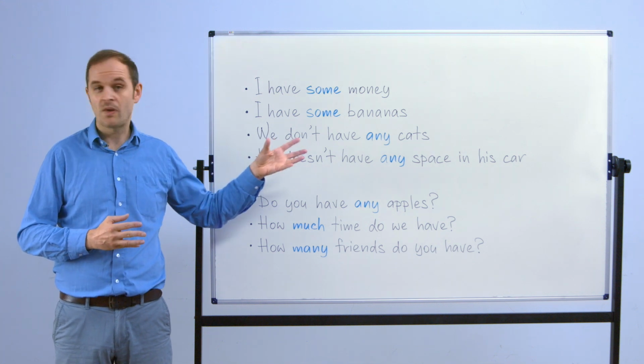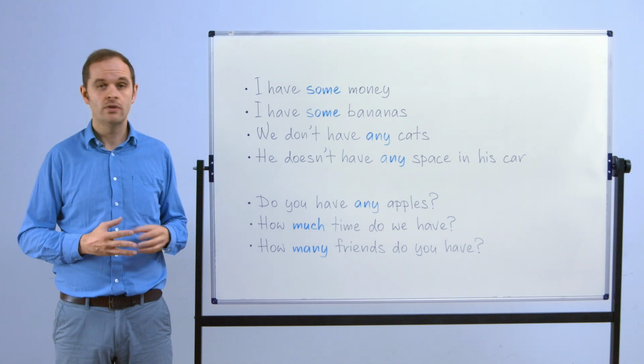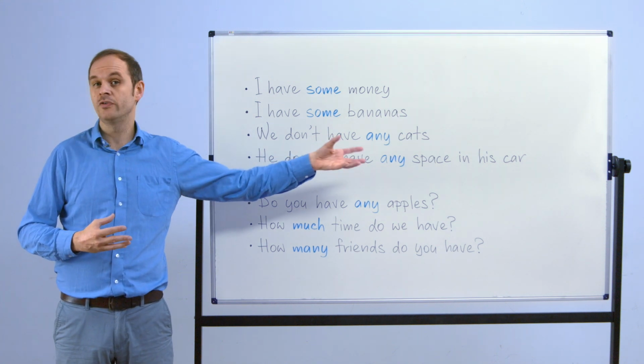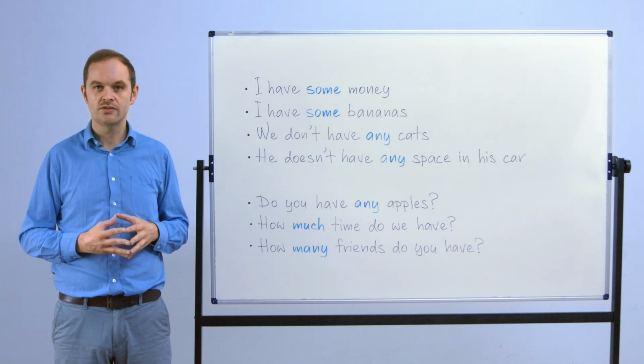He doesn't have any space in his car. Space is an abstract, uncountable noun. And in this case, his car is full. And again, we know this from the negative use of any in this sentence.